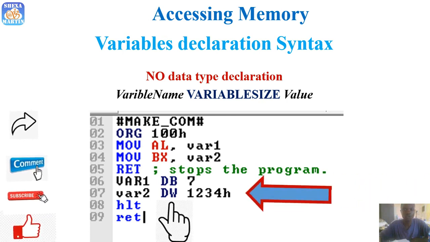Then if you want to leave any of these variables without initializing, you can put a question mark in place of 7, or you can put a question mark in place of 1234h, meaning the value is not known yet, but will be assigned to our variable.